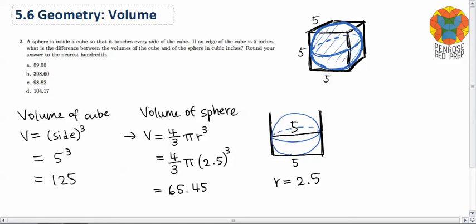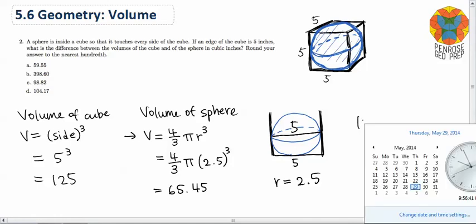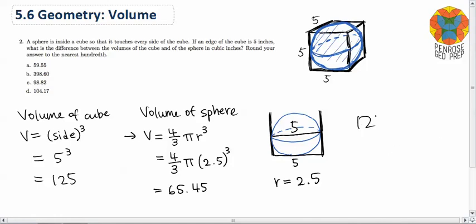Now that we have the volume of the cube and the volume of the sphere, all we have to do is subtract the volume of the sphere from the volume of the cube. So we'll get 125 minus 65.45, and this equals 59.55. So we get the answer A.